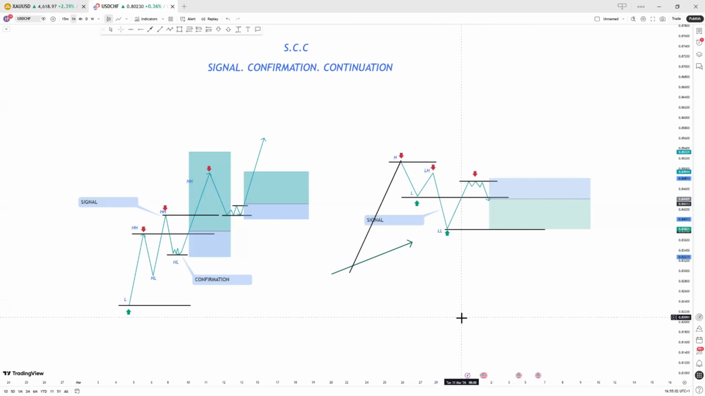So that is all for this S.C.C strategy. This is how you want to be approaching your market. This is how you want to approach everything. It's easy, it's clean. So you want to make it more likely. This should be your confirmation, and this move right here is going to be your continuation.